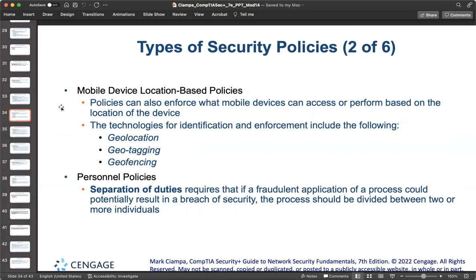Next is personnel policies. Separation of duties is a commonly used policy which requires that if a fraudulent application of a process could potentially result in a breach of security, the process should be divided between two or more individuals. Just think about all those old movies that you have seen that there are two keys needed in order to get a nuclear missile shot or launched, right? Or you have seen it in the store. Sometimes if you want to get a specific discount, the cashier needs to call the manager so that they come in and put their password so that you can get that.